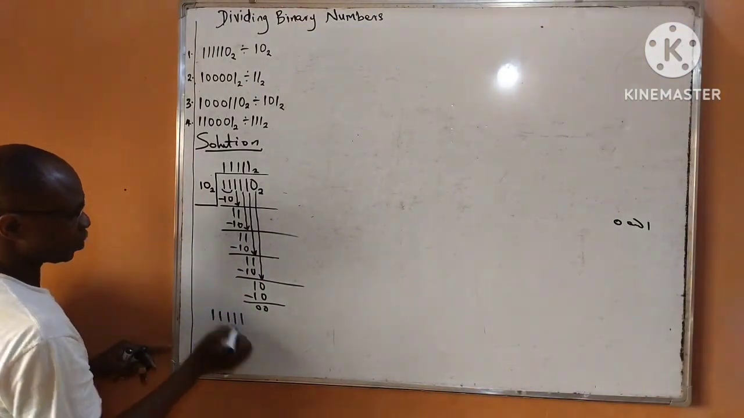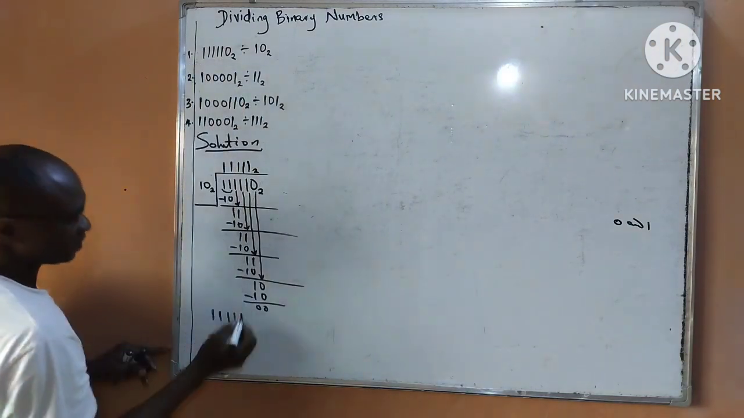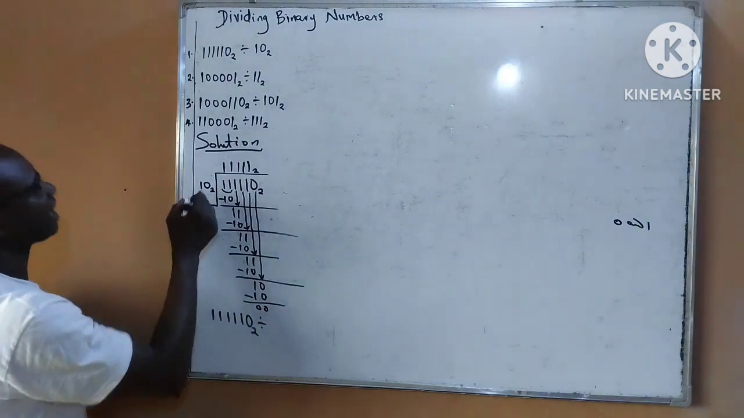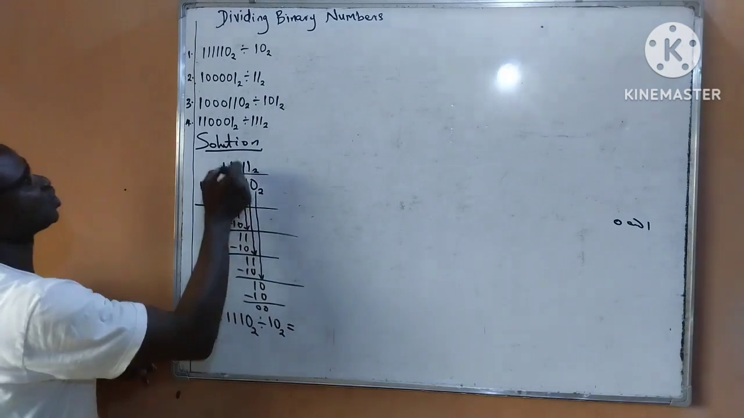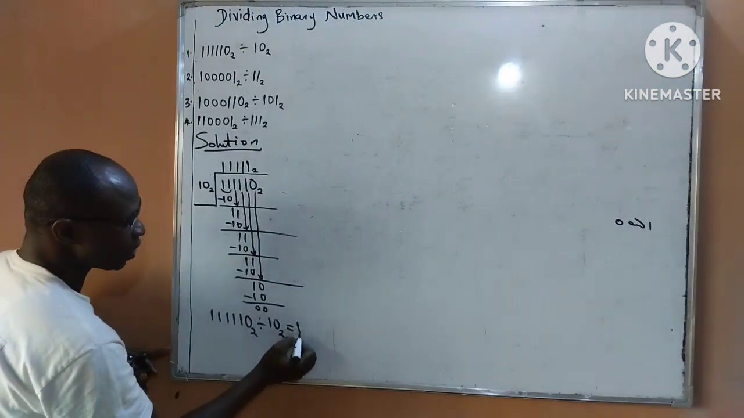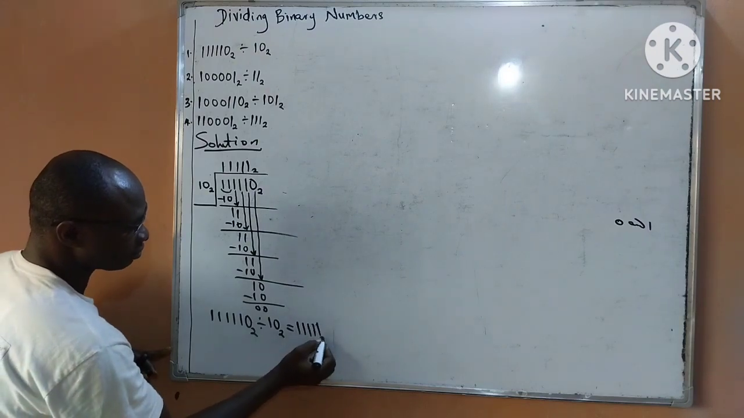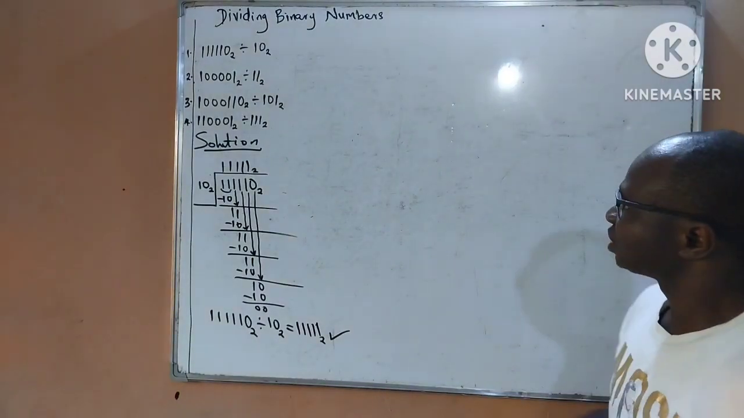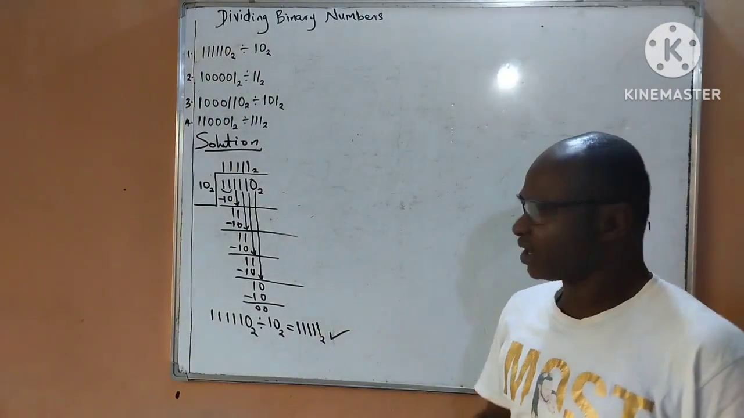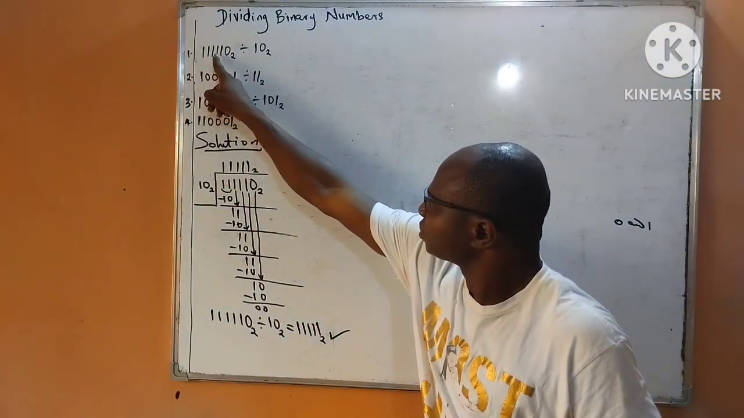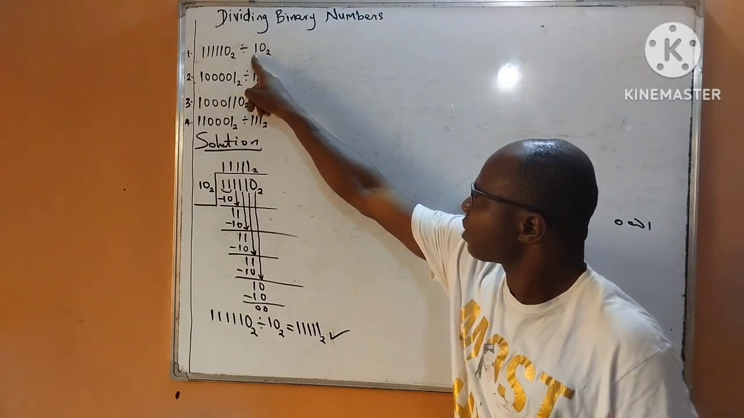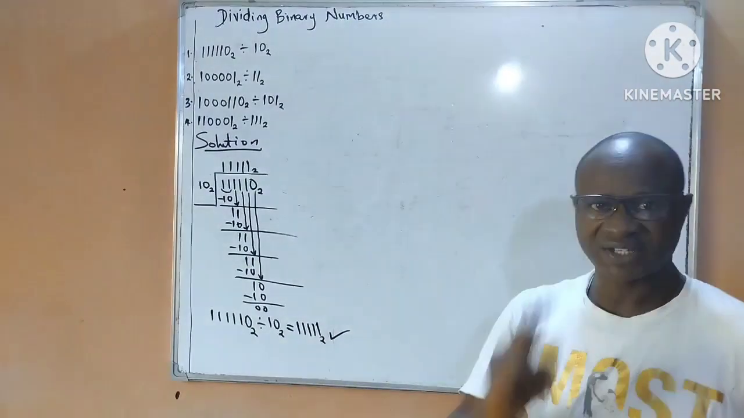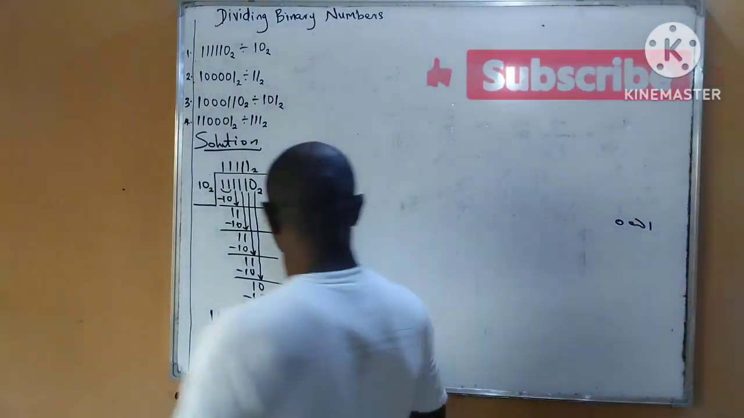111110 base 2 divided by 10 base 2 is equal to 11111 base 2. First answer. I want you to take a very good look at it. Question 1: 111110 base 2 divided by 10 base 2 is equal to 11111 base 2. First answer.